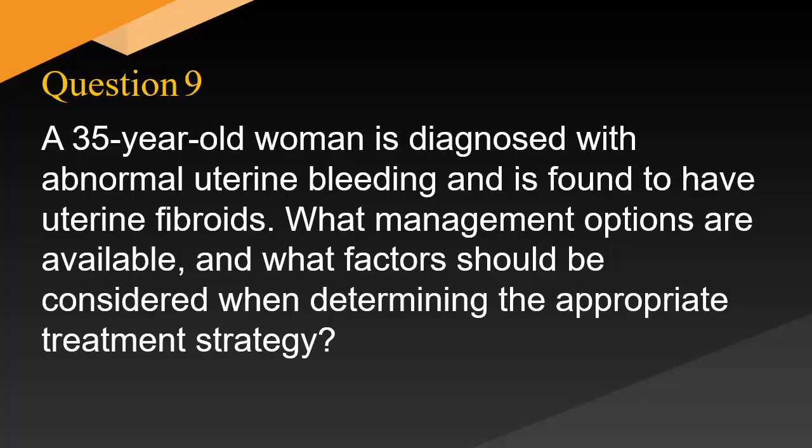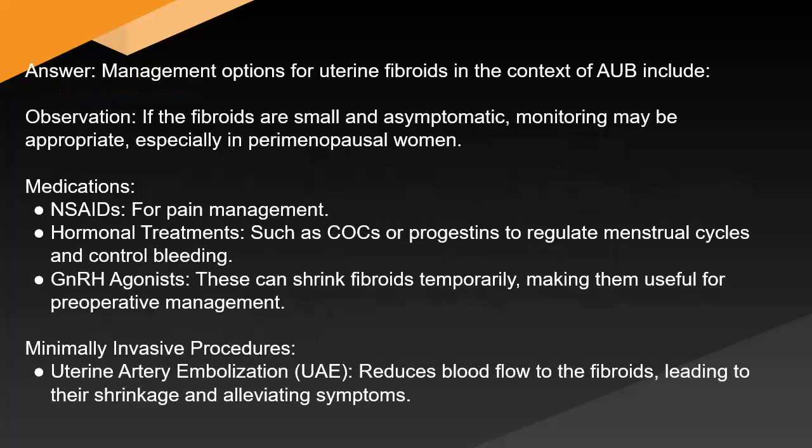What management options are available and what factors should be considered when determining the appropriate treatment strategy? Answer: management options for uterine fibroids in the context of AUB include observation. If the fibroids are small and asymptomatic, monitoring may be appropriate, especially in perimenopausal women. Medications: NSAIDs for pain management, hormonal treatments such as COCs or progestins to regulate menstrual cycles and control bleeding, or GnRH agonists. These can shrink fibroids temporarily, making them useful for preoperative management.